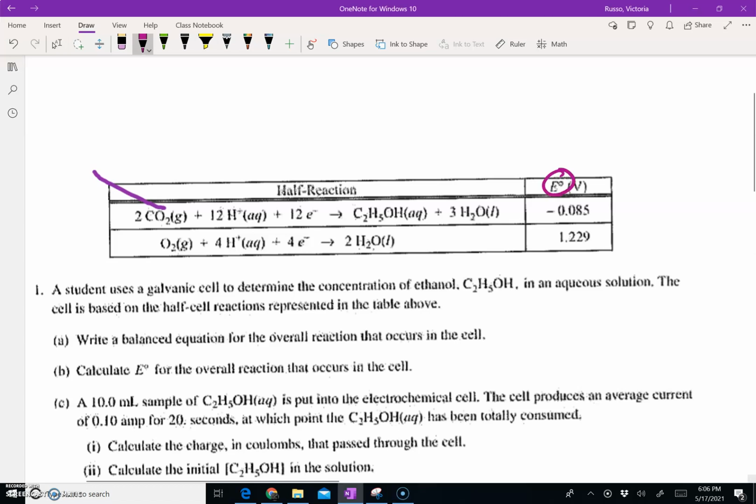So in order to do that, we need to flip this reaction. You should write this reaction flipped, which I did, you'll see at the bottom. And then we also need to balance it. Notice that the electrons are not balanced. So multiply everything in this equation by 3. So this is going to become 3, this is going to be 12, this is going to be 12, and this is going to be 6.